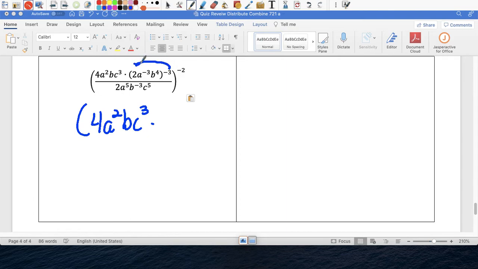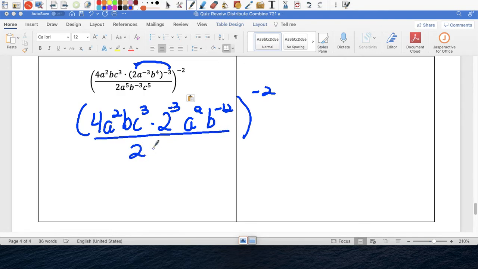Okay, so again, I get -3, and then a to the 9th, b to the -12, and again, there's that -2 outside, and that's all I did. I removed that parenthesis there.